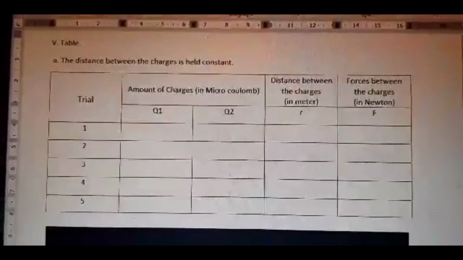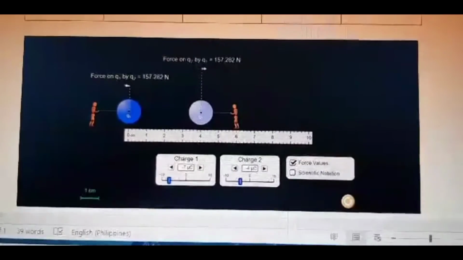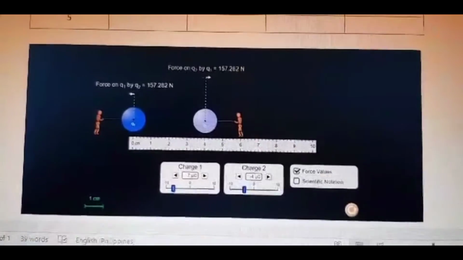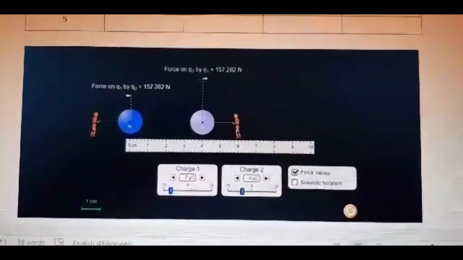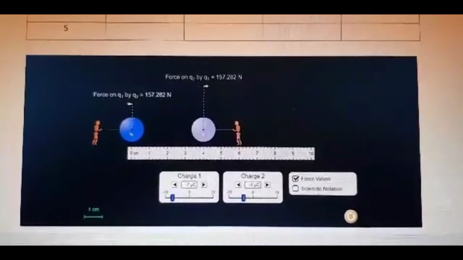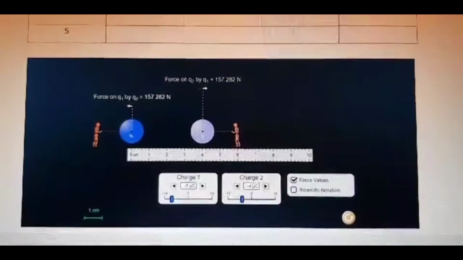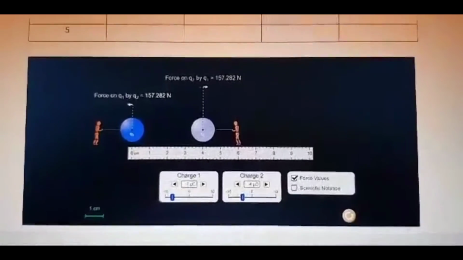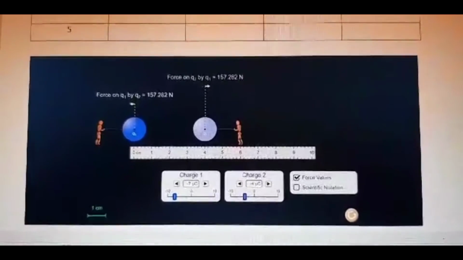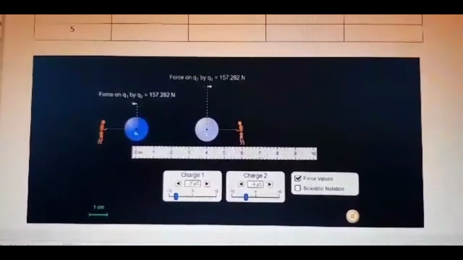For our first trial, we have here the first diagram. As you can see from the diagram, Q1 is negative 7 microcoulomb and Q2 is negative 4 microcoulomb. As I've said earlier, our distance must be constant, so all of the trials have 4 centimeters. And we need to convert that into meters. So 4 centimeters is going to be 0.04 meters. And for our force, the value of it is 157.282 newtons.